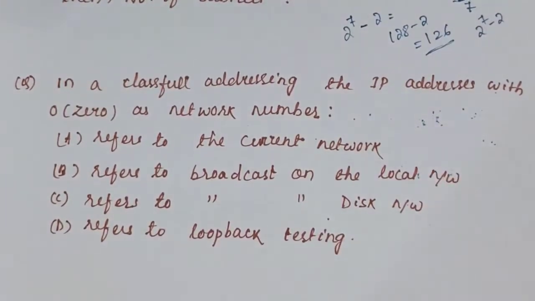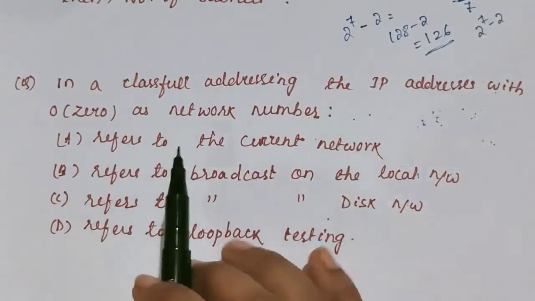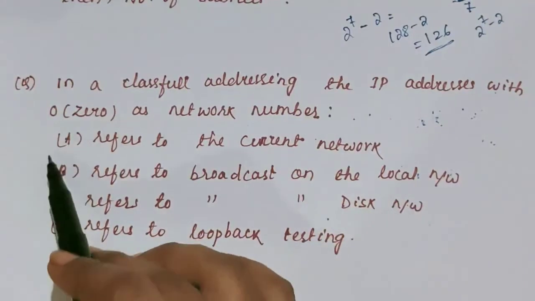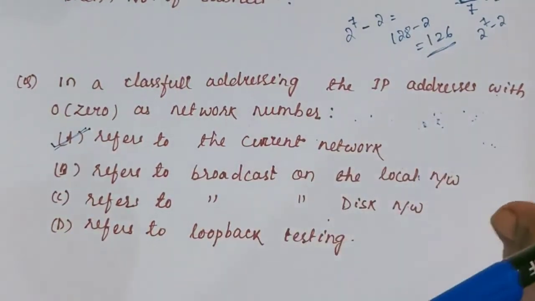Okay, next question is: in classful addressing, the IP address with 0 as network number. So whenever an IP address is given as 0, it refers to the current network. So the answer for this is option A.